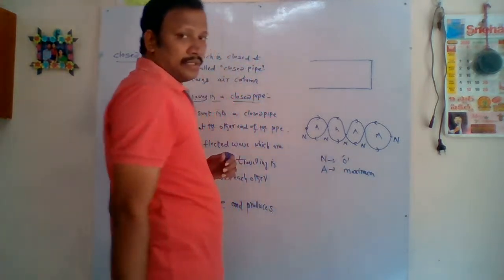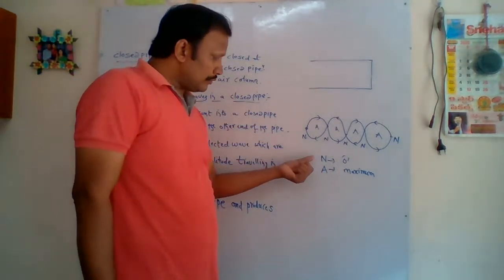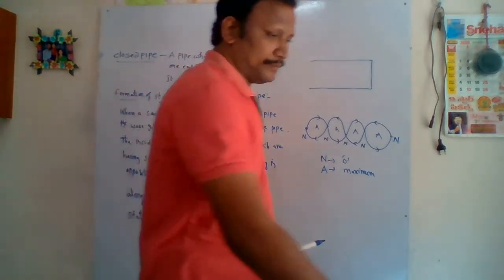Remember this. In case of a stationary wave, nodes and antinodes are formed. At the node, displacement is equal to 0. At the antinode, displacement becomes maximum.